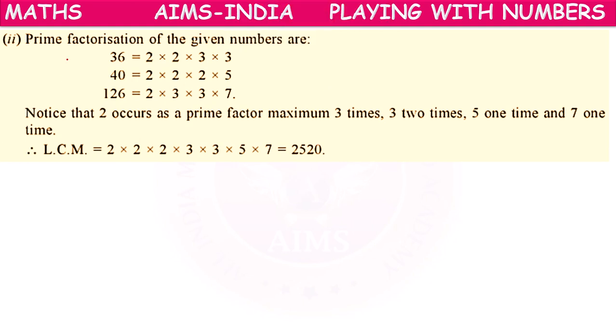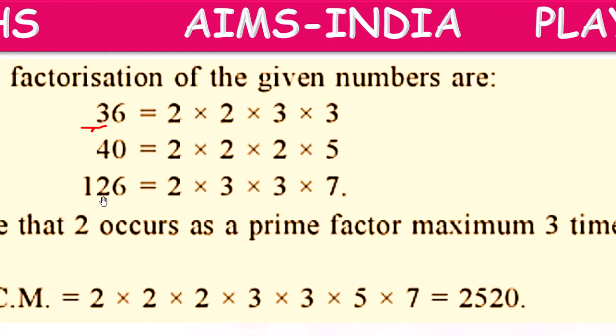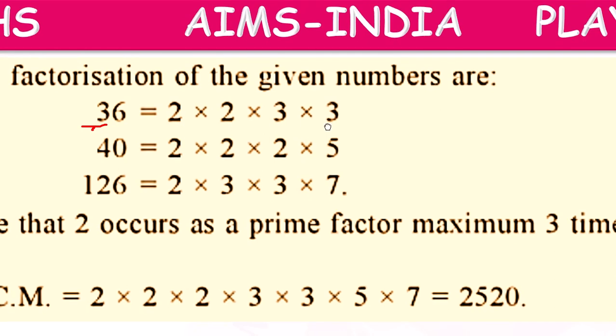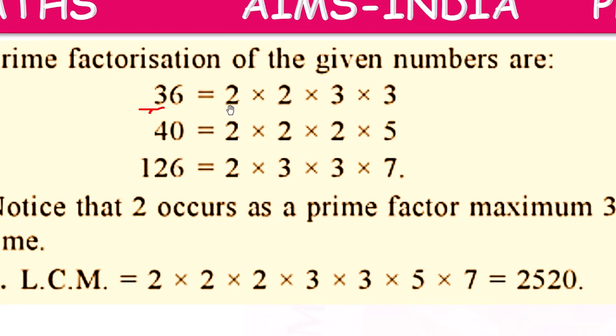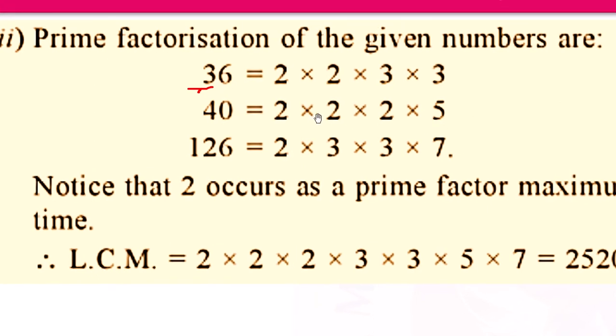Another example. Let's find the LCM of 36, 40, 126. 36 has prime factors 2 into 2 into 3 into 3. 40 is 2 into 2 into 2 into 5. 126 is 2 into 3 into 3 into 7. So first we will start with 2. Here appearing 2 times, here appearing 3 times, here appearing 1 time. So in LCM what we have to take? The greatest number of times, which is 3 times. 3 times we have taken.